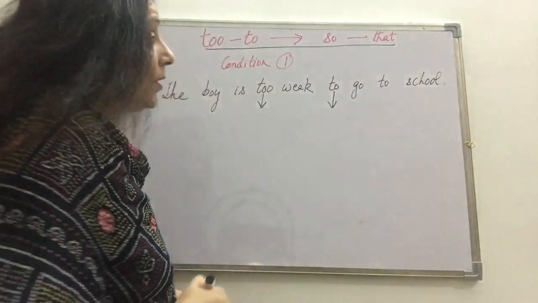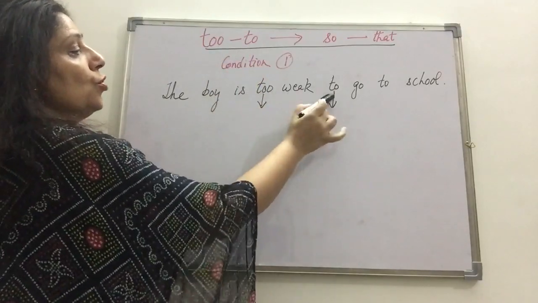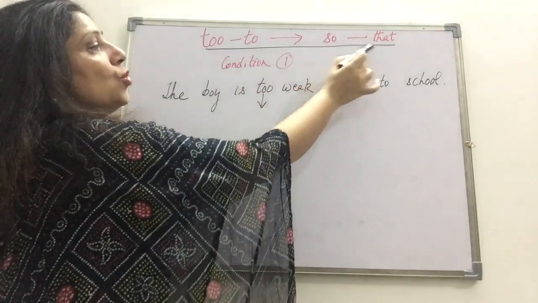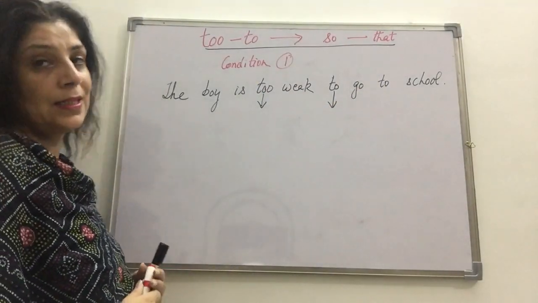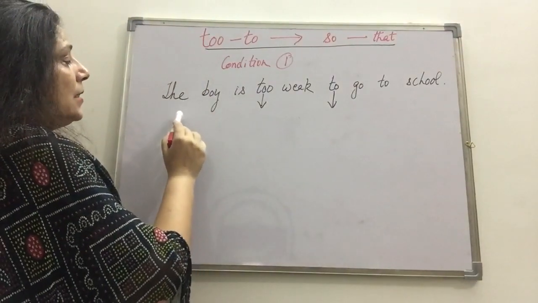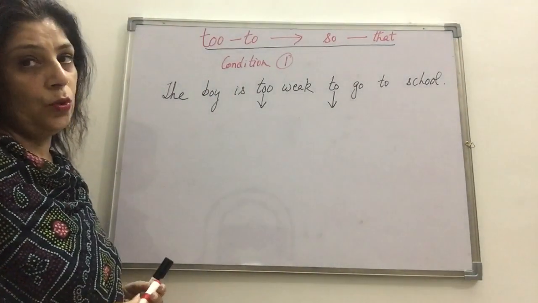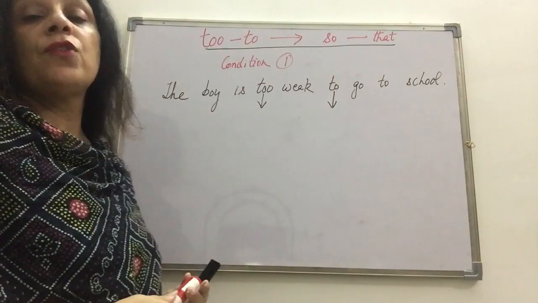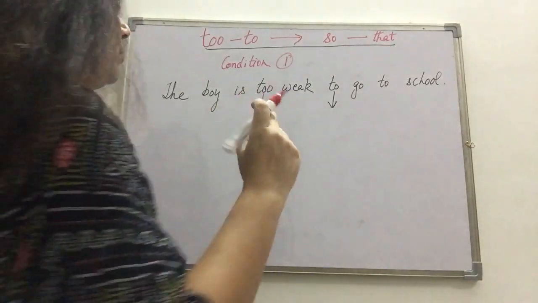So let us start with the lesson. Now, the adverb to. This changes into so that. How it changes, that we are going to discuss now. Now, supposing we get a sentence, the boy is too weak to go to school, and you will be given the instruction to change it into so that. How does it have to be done?